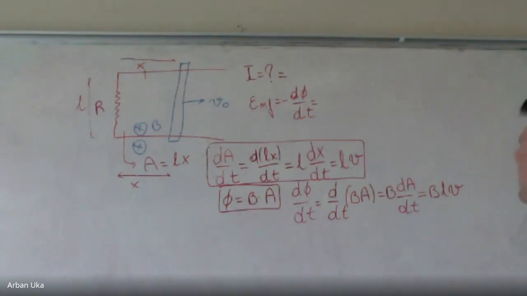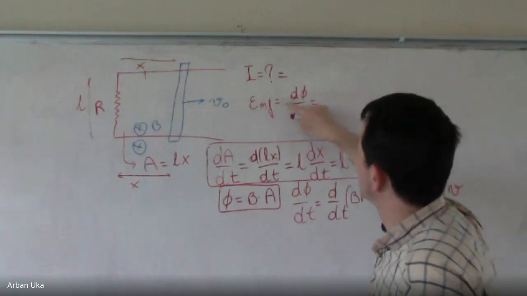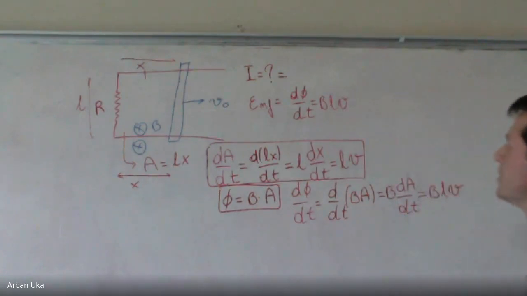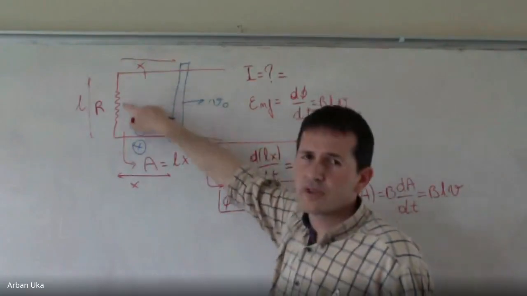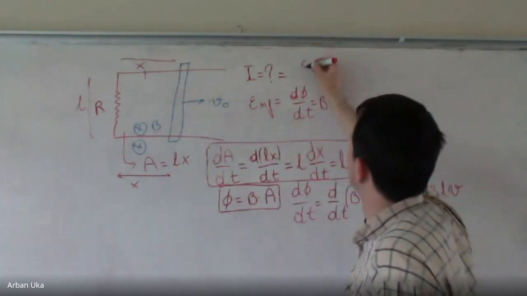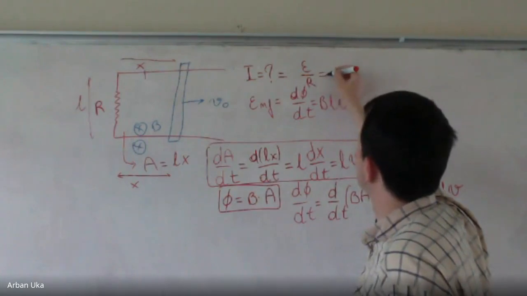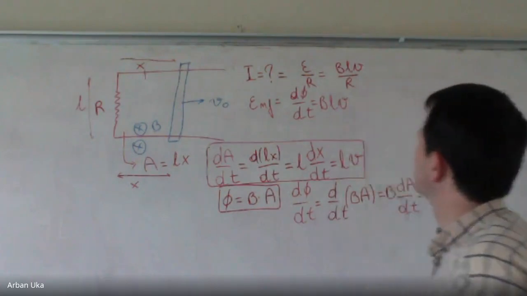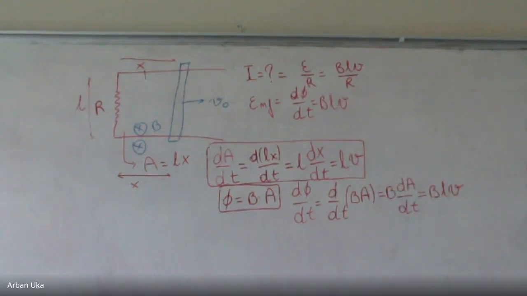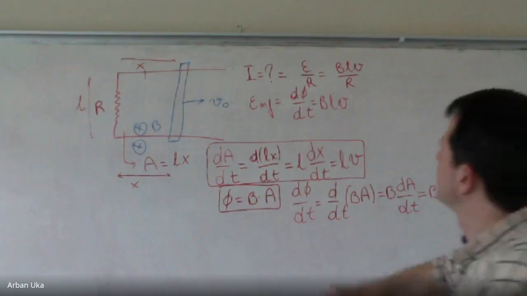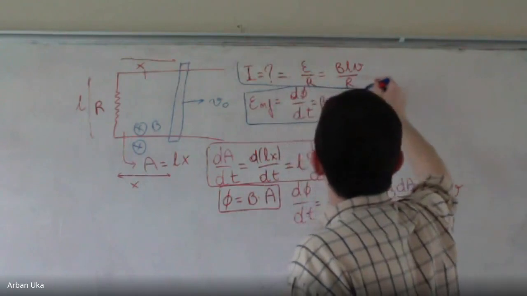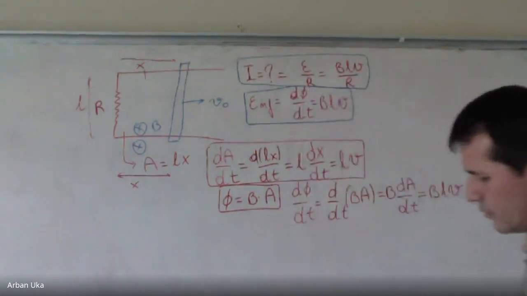Then this EMF, let's forget the minus sign for a moment, is BLV. So what is the current? The current that is going to flow over this resistor is equal to the EMF over the resistor, which is BL times velocity over R. So we found the current.